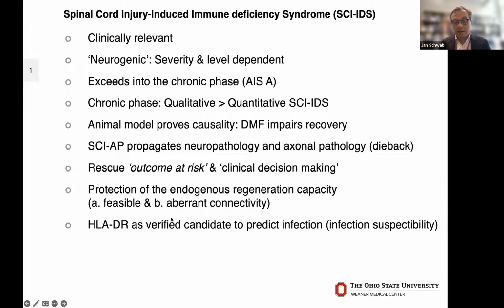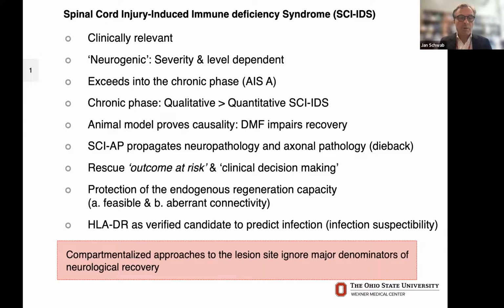Monocytic HLA-DR has been verified as a candidate to possibly predict infection, and this would then enable us to already identify patients early and hopefully also become able to treat them differently in order to prevent these infections from occurring. What it also means is that classically compartmentalized approaches to the lesion side, which we have done as a field for a long time, ignore major denominators of neurological recovery.